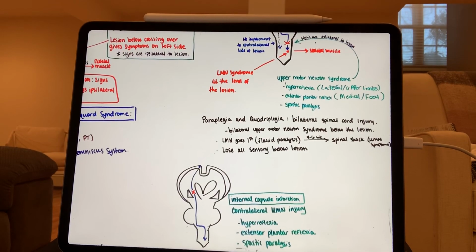And then we just have this last one, which we kind of already spoke about. Which is due to an infarction, an internal capsule infarction. And we wrote the contralateral upper motor neuron injury. So you would see hyperreflexia, extensor plantar reflex, and spastic paralysis.